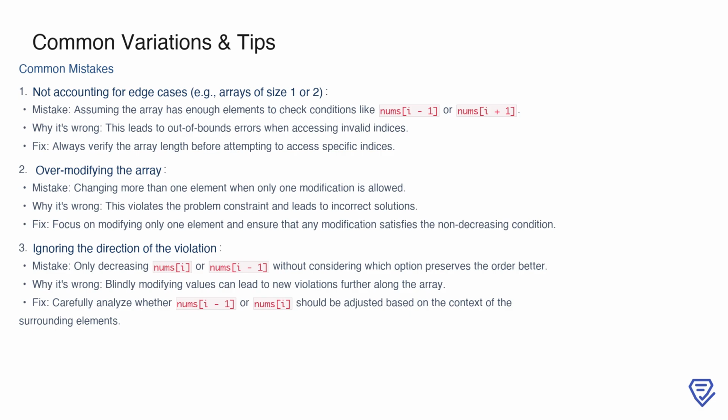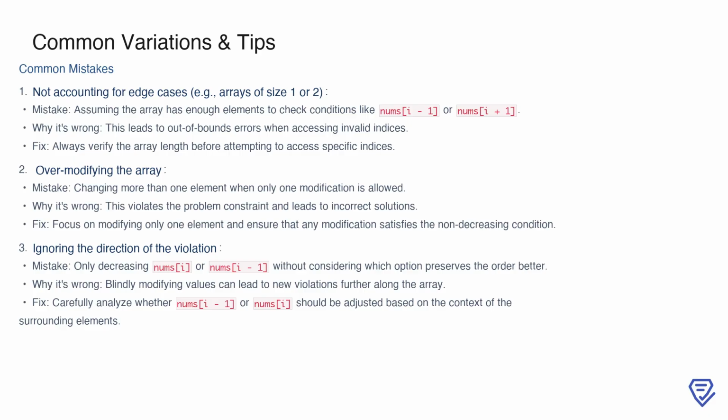Another frequent mistake is over-modifying the array. Remember, the problem only allows one modification, so changing more than one element violates the constraints and produces incorrect results. Focus on making just one change and ensure it resolves the issue without introducing new problems.